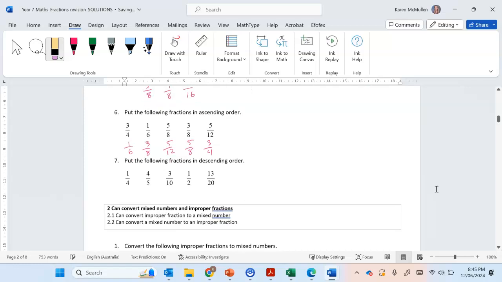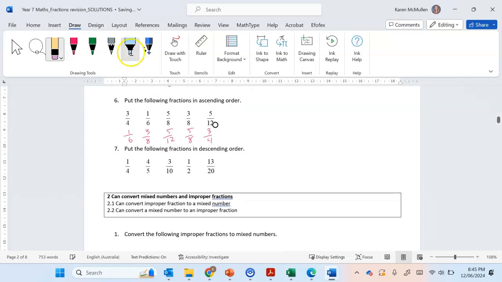All right, so question number 7, this time we're doing it in descending order. So that means going the other way. So from largest to smallest. And again, you could use your number line if you like, but I'm going to do this one slightly differently. I'm going to have the same denominators. So I'm going to write each fraction with a denominator of 20 because all these denominators go into 20. All right, they're all factors of 20.